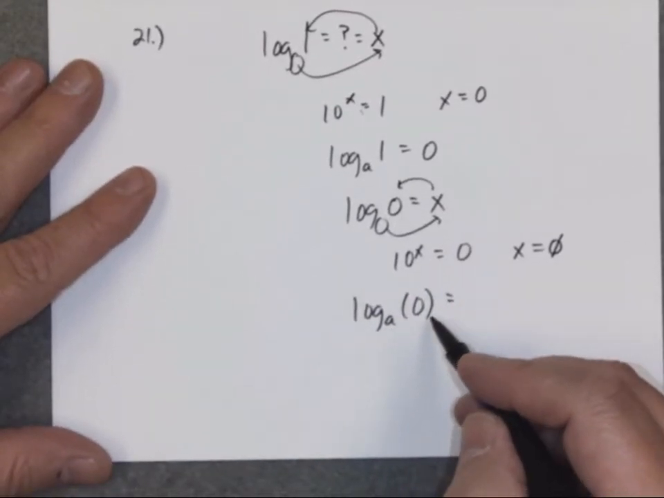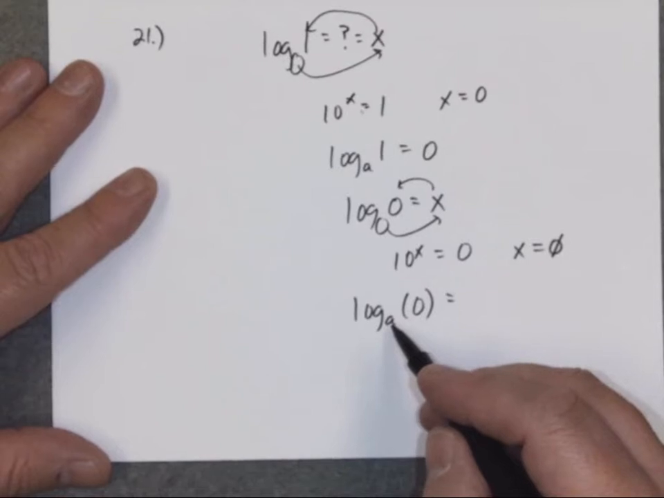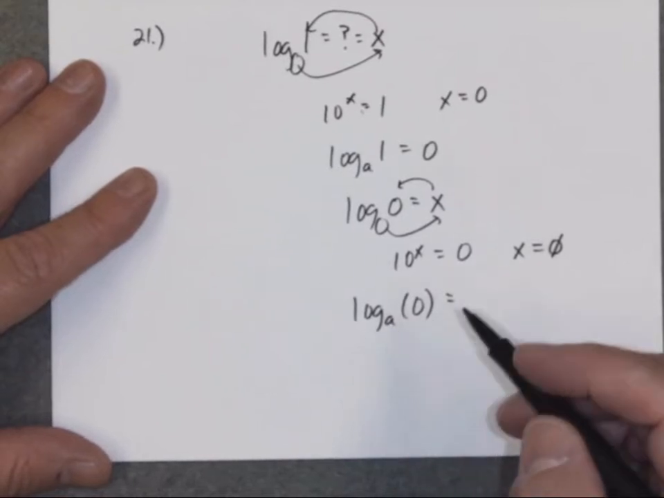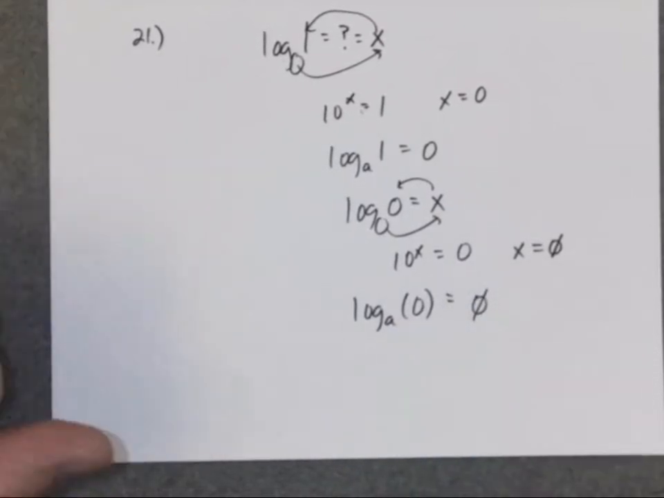Anytime you take the log of 0, I don't care what the base is, base 2, base 5, base 10, whatever, you can't really do it. So if you're ever working a problem, and all of a sudden you end up with the log of 0, you can just stop and say, hey, we're done. The log of 0 is undefined. I can't do any more math.